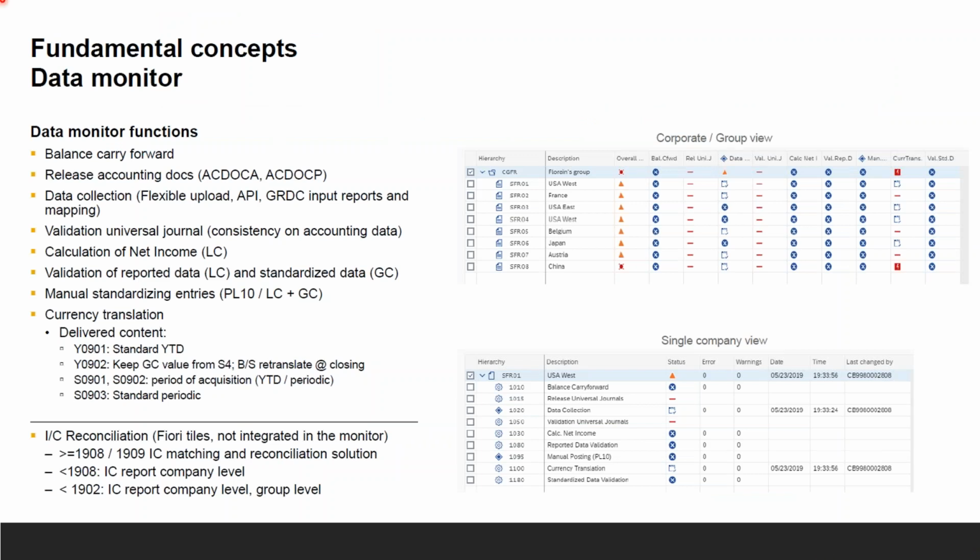So this is how the consolidation monitor looks, for the data monitor and the consolidation monitor. Here you can see it for all the consolidation units. If you want it at the group level, this is the group view, and this is the single company view. You can see the balance carry forward, universal journal, these are all the tasks which we have. We can see that this task has not been executed. We will come to know this through this.